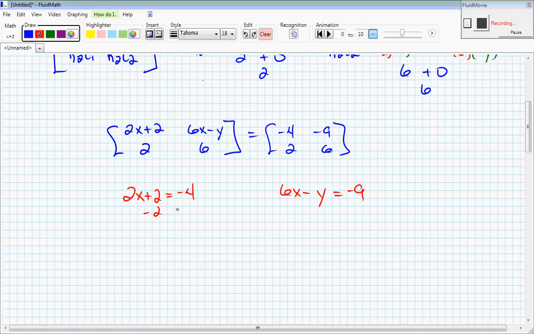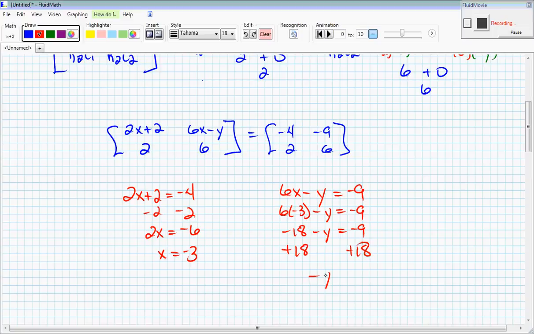What's going to be easiest to solve here for x first? x is equal to negative 3, and now when we substitute that in here, it will allow us to pretty easily solve for y. We have negative y is equal to 9, therefore y is equal to negative 9. So the values of x and y in this particular problem are x is equal to negative 3 and y is equal to negative 9.